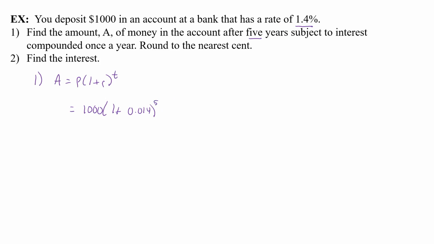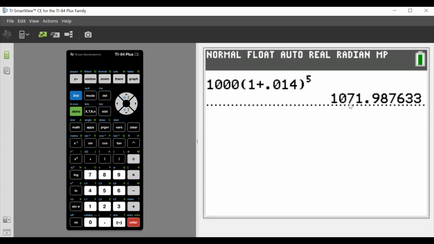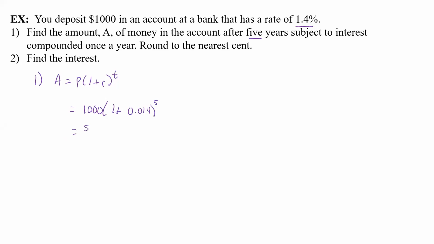All right, so now let's go to our calculator and see what that equals. Let's clear that out. So we have 1,000 times (1 plus 0.014) to the power 5. And that gives us 1,071.99. So let's write that down. We get 1,071.99. So that's what our future value is going to be.